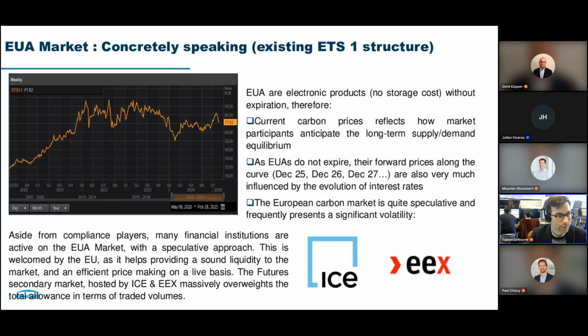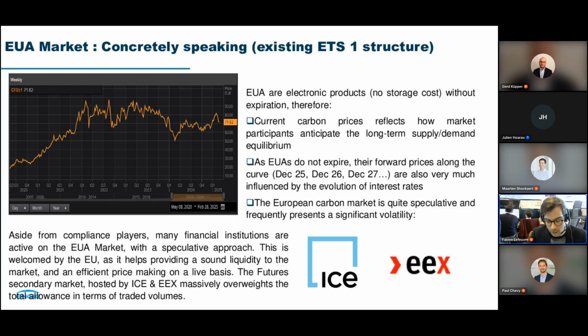So if we go to the next slide, which depicts a bit more of this concrete price of the EU ETS1, I guess most of you are familiar with it because we've been living with the EUA1 for quite a time now. EUAs are electronic products, so they behave like a physical commodity, because they are delivered in the end. But it's merely a writing on an account, so there's no storage cost whatsoever. There's no expiration date. So the carbon price reflects not only the supply and demand balance on the long term, but also very much the interest rate.